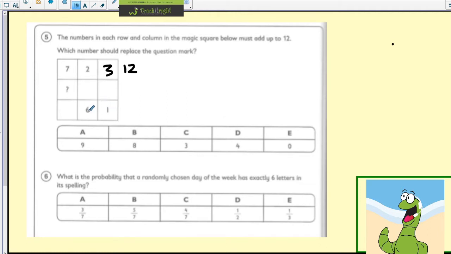So 7 plus what equals 12? Well, the answer is 5. And now I've got this row here where 7 plus 5 equals 12. So my answer E, I think, is 0.